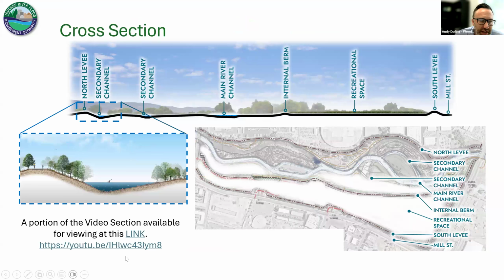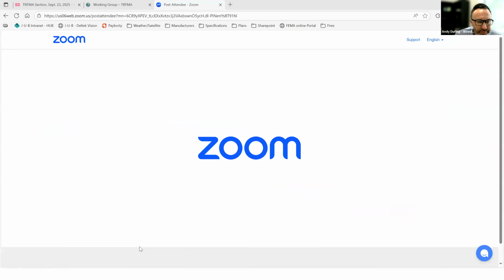Next slide, Shane. So this is more an illustrative view of that. So obviously on the north side, there's the North Levee, a secondary channel of the river, and then the main channel of the river. There's this intermediate berm in the middle that separates the river corridor from what could be this recreational space. And then ultimately the South Levee that protects Mill Street. So if you want to click on that YouTube link, I can talk through as we do a little fly through here.